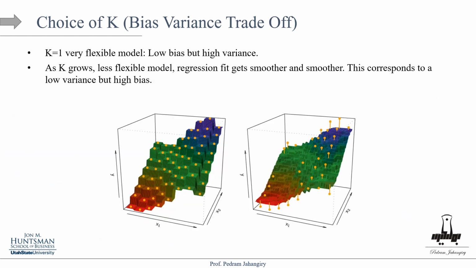All right. Now let's look at KNN regression in 3 dimensions. Now we have x1, x2, and our target variable. So the same story: when k is equal to 1, the model is very flexible, low bias, high variance. As k increases, the model becomes less flexible and the regression fit gets smoother and smoother, and this corresponds to low variance and high bias.